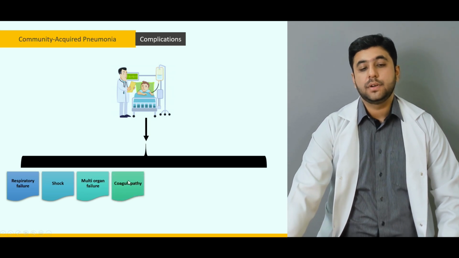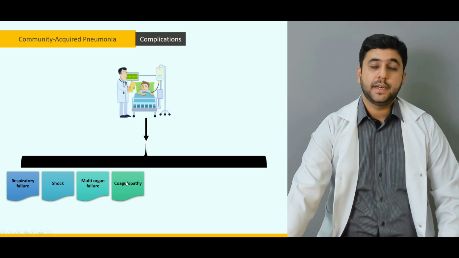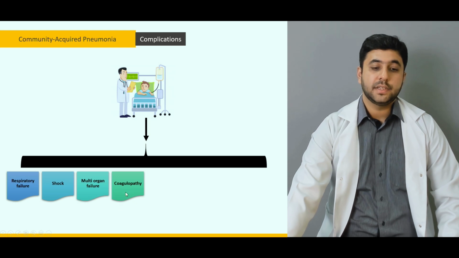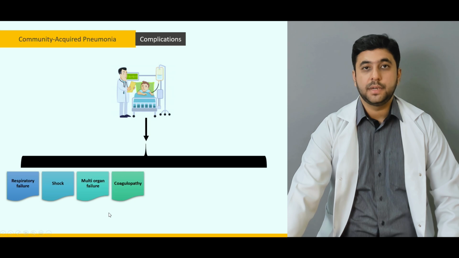Coagulopathy, as I talked before: the extrapulmonary dissemination can lead to a procoagulant state. This can lead to coagulopathy or DIC, which can lead to these three major complications, which are the major killers in pneumonia: respiratory failure, shock, or multi-organ failure.